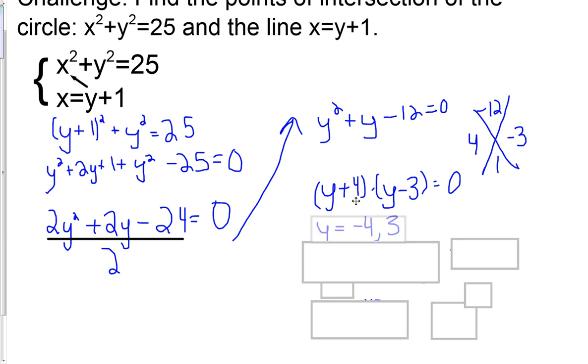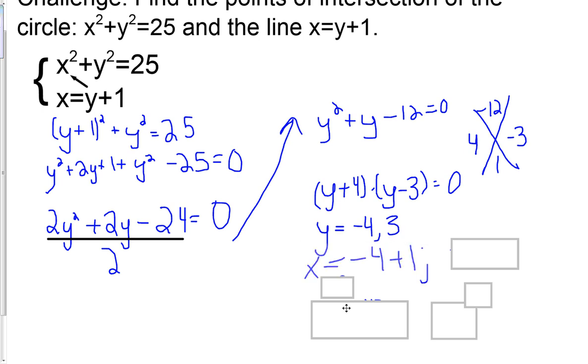Okay, so set each piece equal to 0. We're basically just flipping the sign to get minus 4 and 3. Now, this is not our answer. It didn't say what's the y value. It said what's the point of intersection, or points, plural, actually. So we need to plug this negative 4 back here and the 3 back here. So I'm just writing down here, x equals y plus 1. Well, y is minus 4 here. Minus 4 plus 1 is minus 3. So our answer is the ordered pair. The point is negative 3, negative 4.